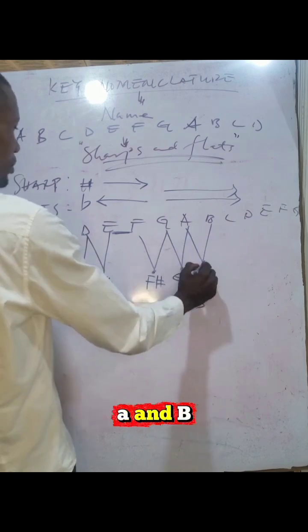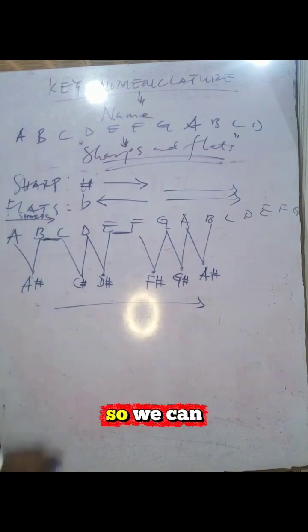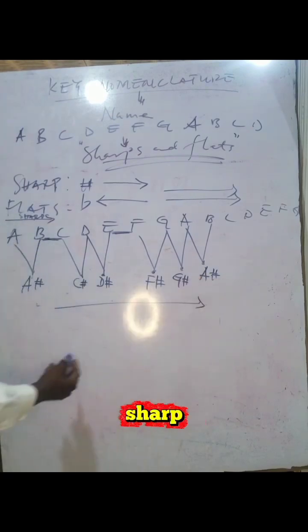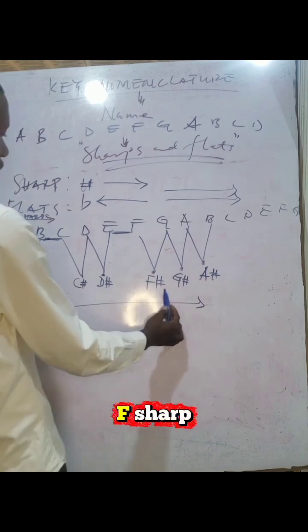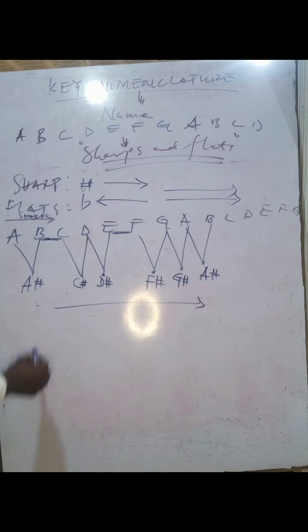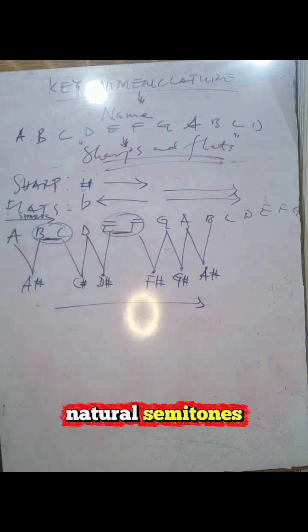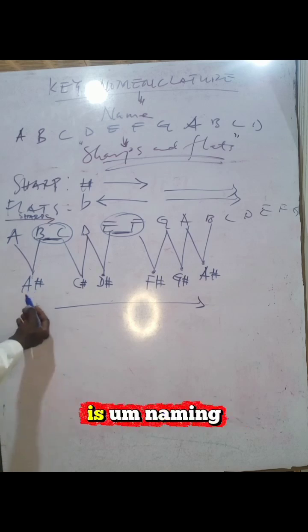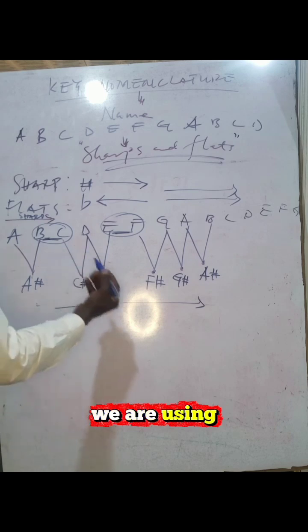And between A and B, there is a key. We call that A sharp. So we have C sharp, we have D sharp, we have F sharp, we have G sharp, and A sharp. So the other things we found there, they are natural semitones. Hope we get that. So this is naming this key when we are using sharp.